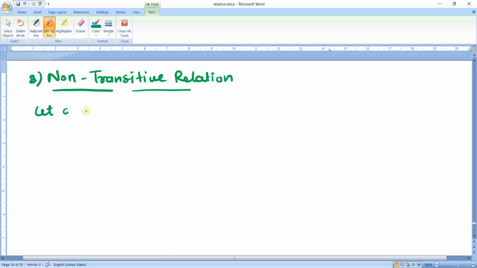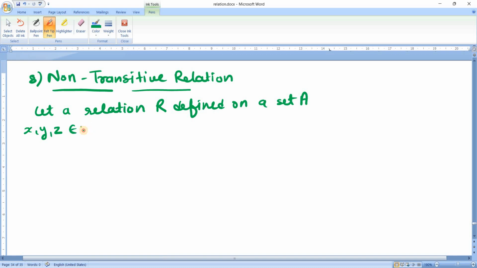Let a relation R be defined on a set A, such that for any three elements x, y, z that belong to set A, if x is related to y and y is also related to z, then x should not relate to z.